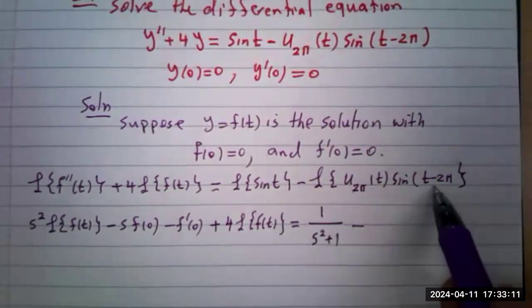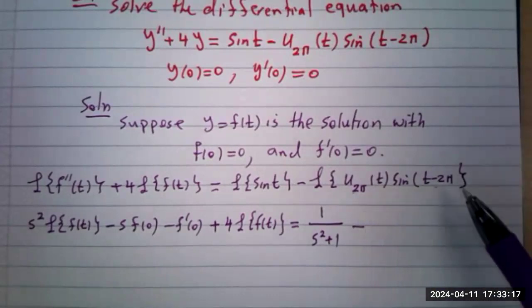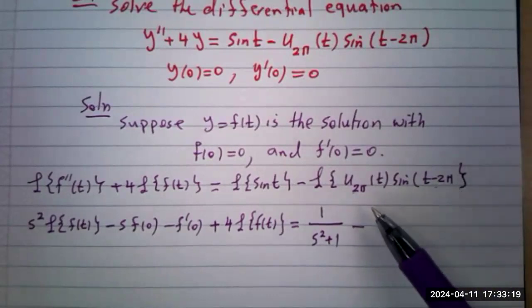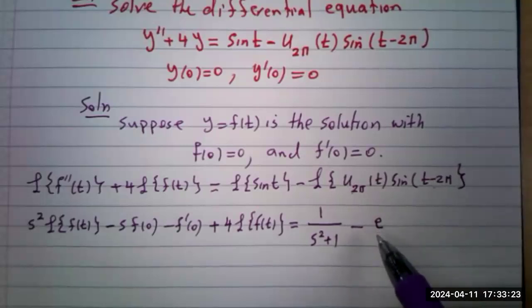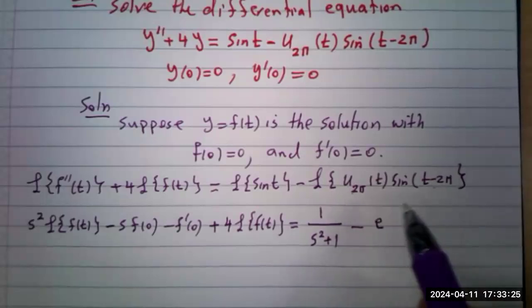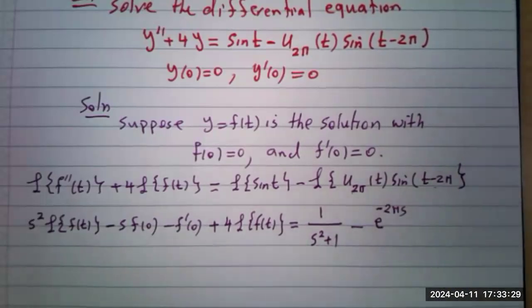Minus, you see this one? This is just the translation theorem. It's like UCT, remember UCT, f of t minus c. Because of the UCT, you have a factor of e to the what? Negative cs. Negative 2 pi s.